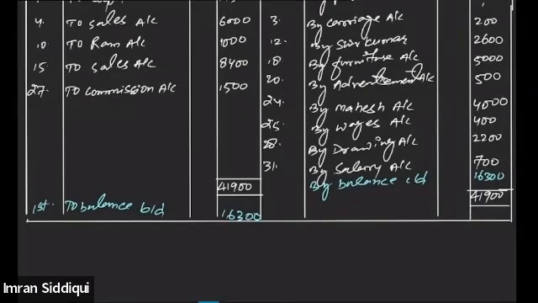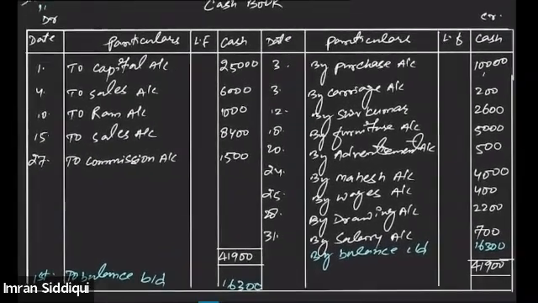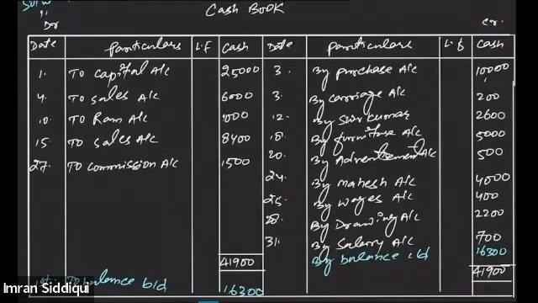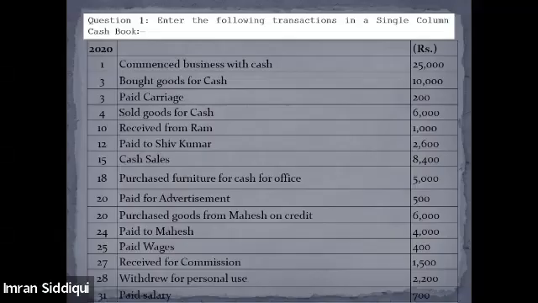Tell me if this is clear, all of you. Yes, sir. Okay, so this is how we prepare the single column cash flow. So I did one question. I'll be giving you one or two questions to try on your own, and then we'll be moving to the next variety of the cash flow, which is the double column cash flow. But before that, I want you to try one question on your own as well.